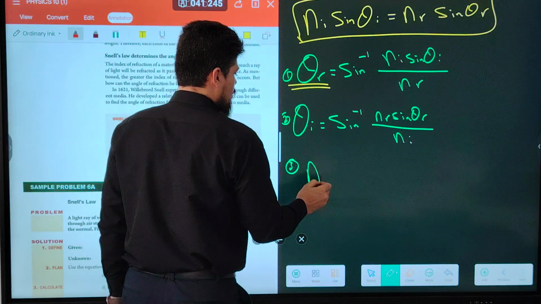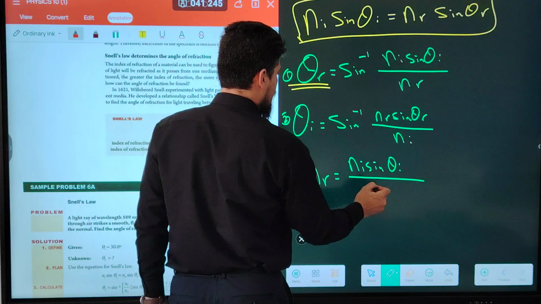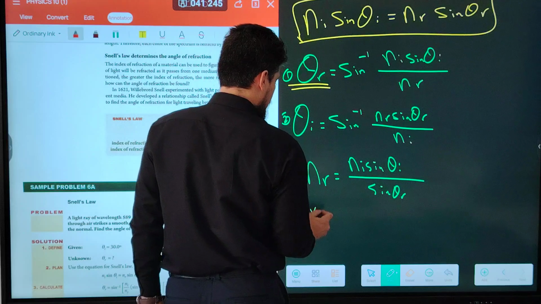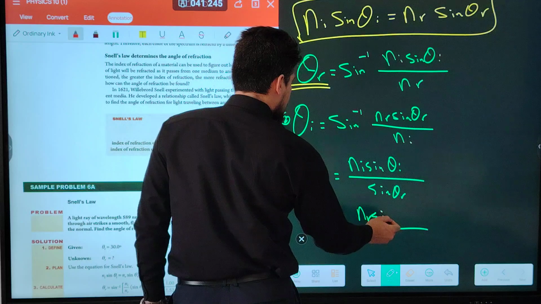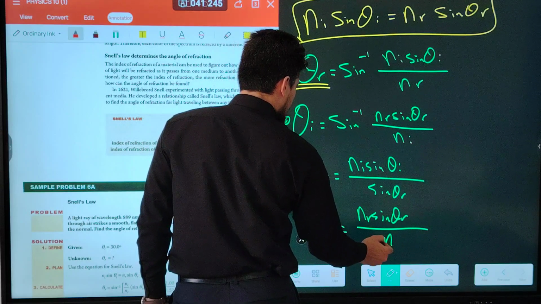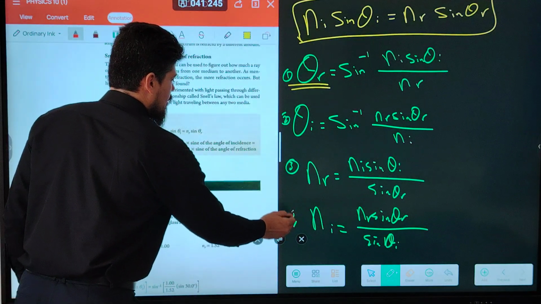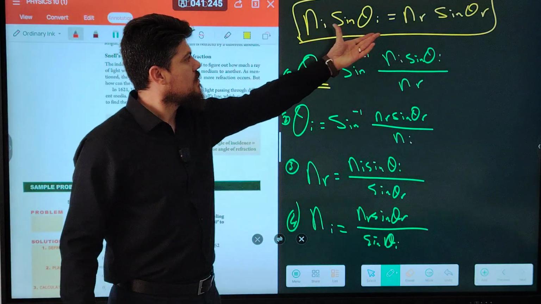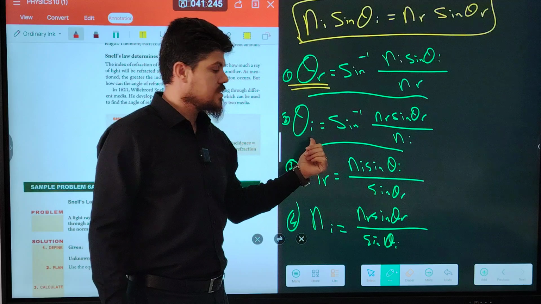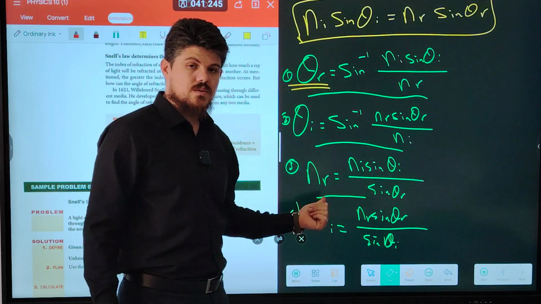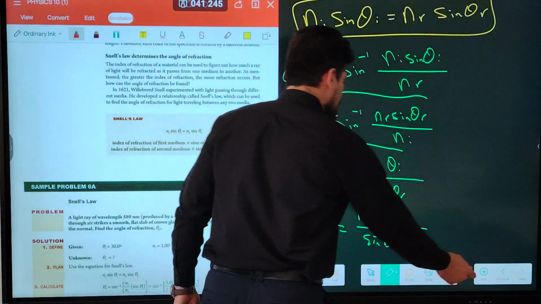Third equation, to determine Nr. Nr is equal to Ni sine theta I over sine theta R. And Ni, the index of refraction of the first medium, is equal to Nr sine theta R over sine theta I. Okay, so we can make 4 different equations from Snell's law. The first equation determines the angle of refraction, the second the angle of incidence, the third the index of refraction for the second medium, and the fourth the index of refraction for the first medium.